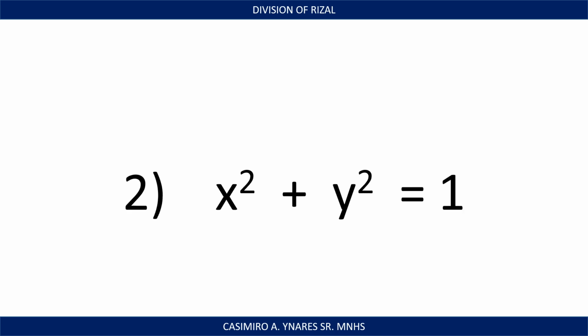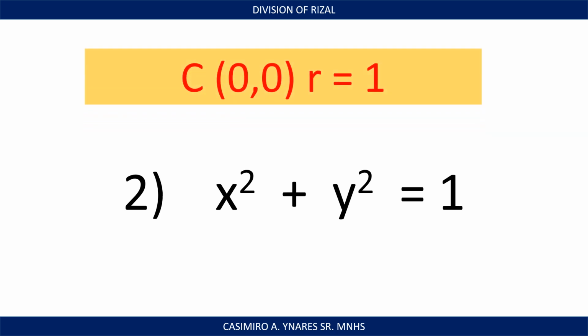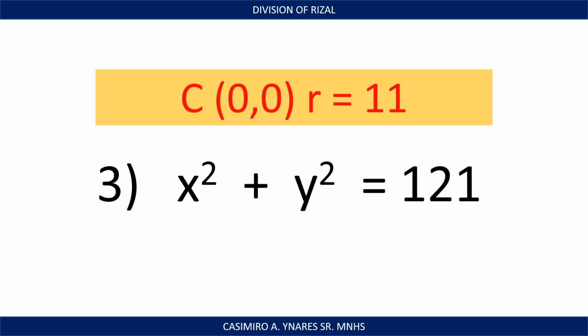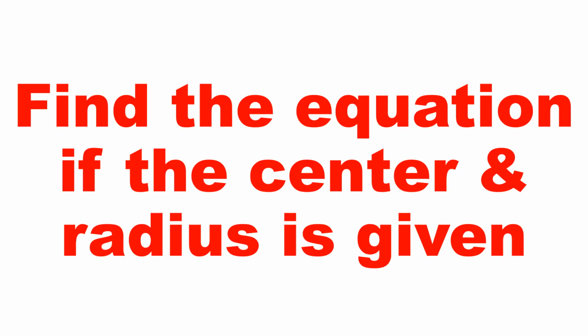Let's try another one. x squared plus y squared is equal to 1. What is your answer? The center is 0, 0, and the radius is 1, because the square root of 1 is 1. Next, how about this one? What will be the equation if our center is at 0, 0, and the radius is 11? So we have x squared plus y squared is equal to 121, because the square root of 121 is 11.